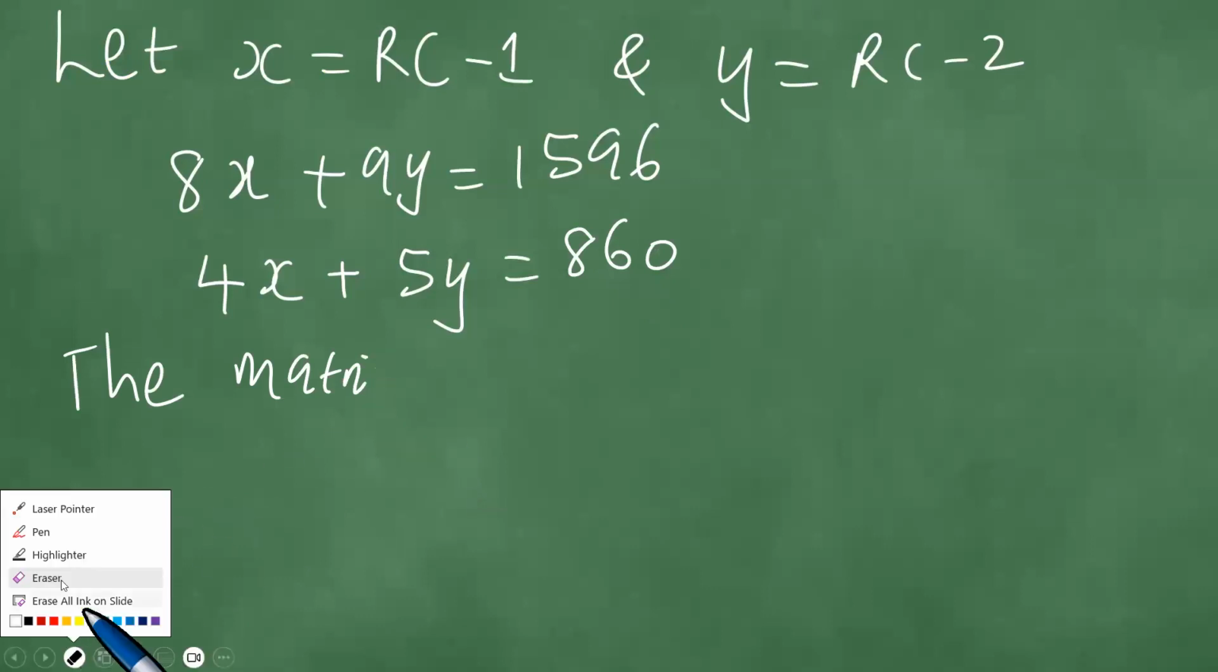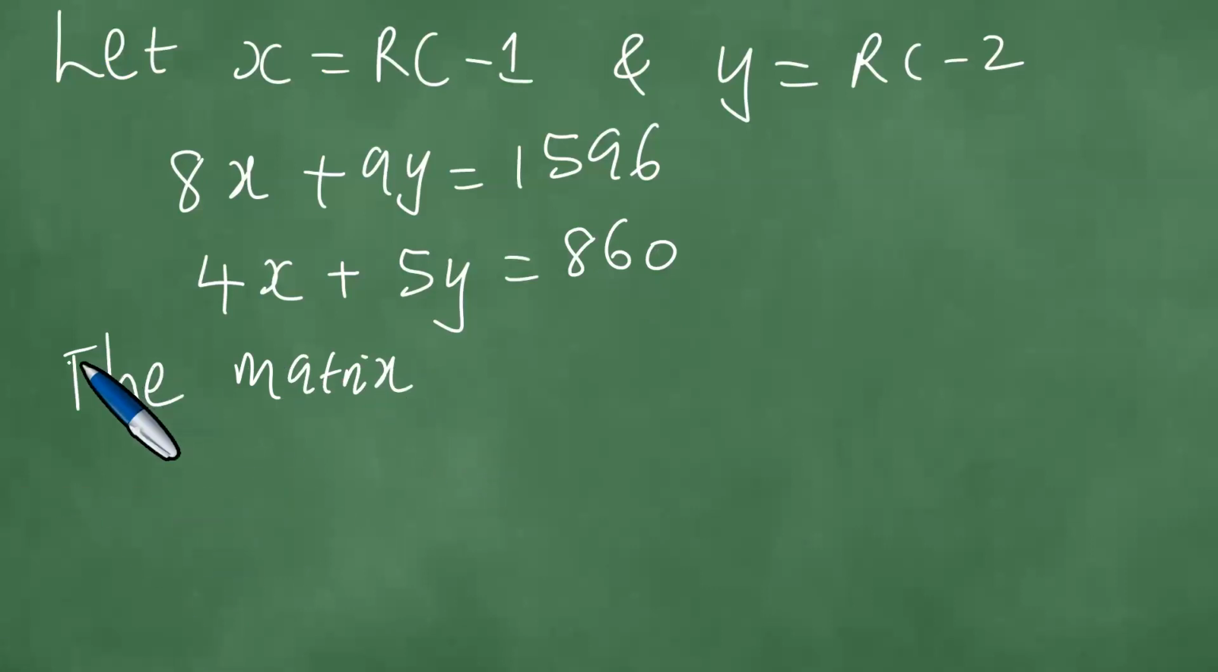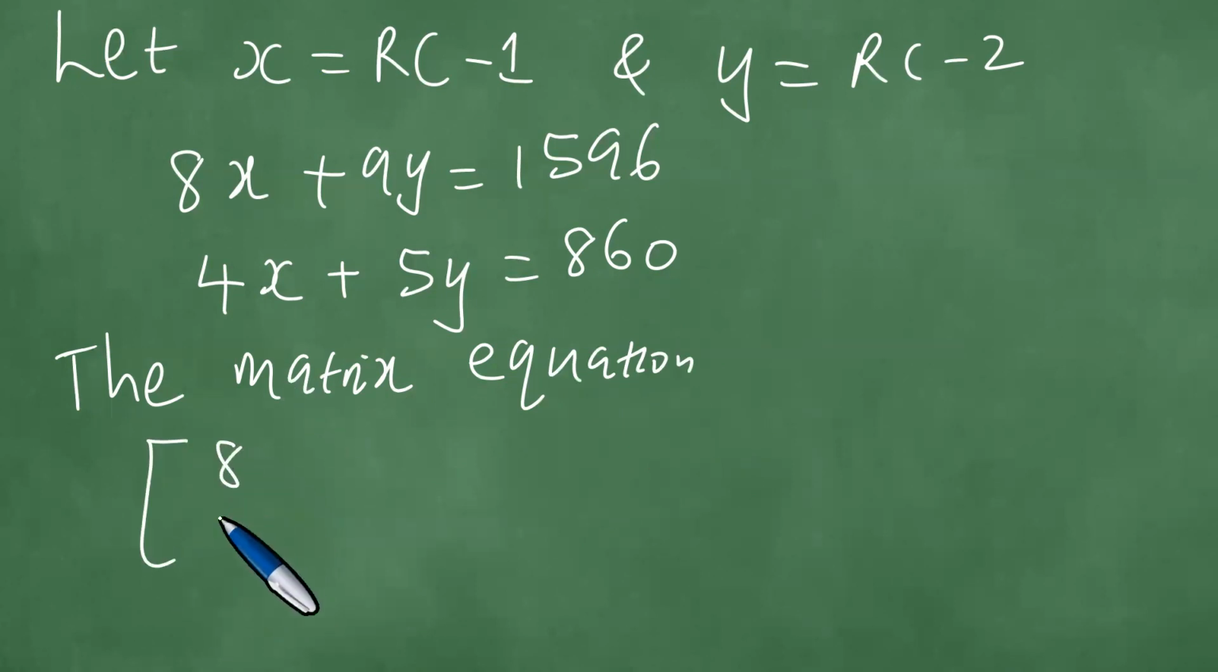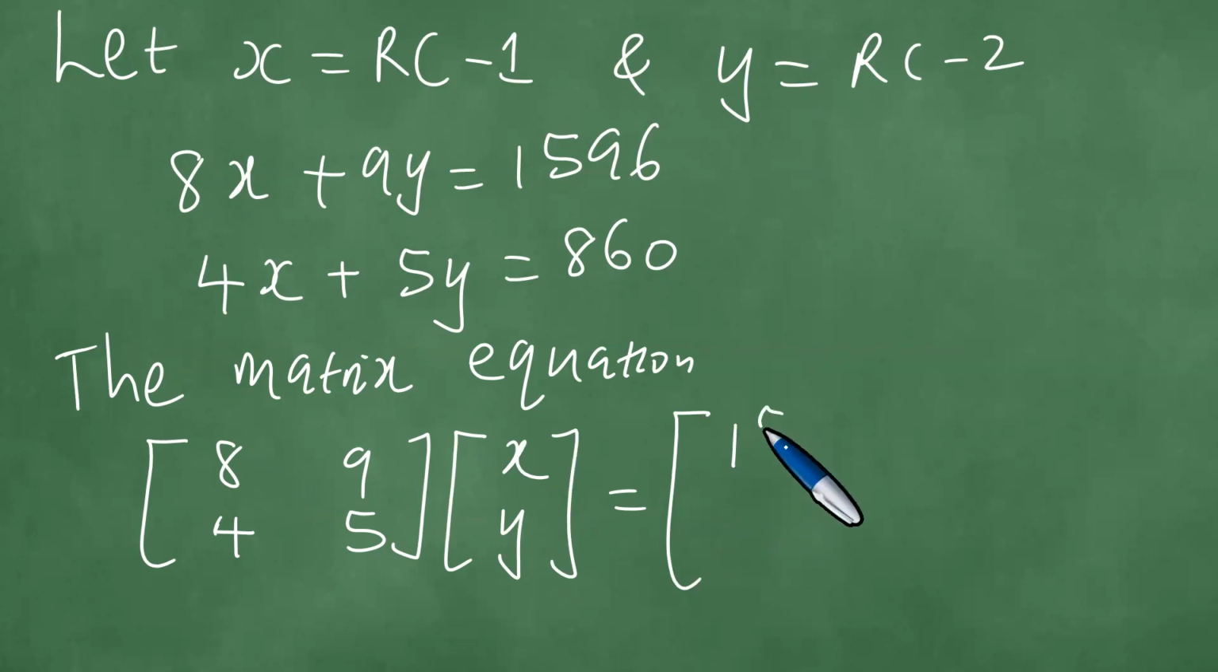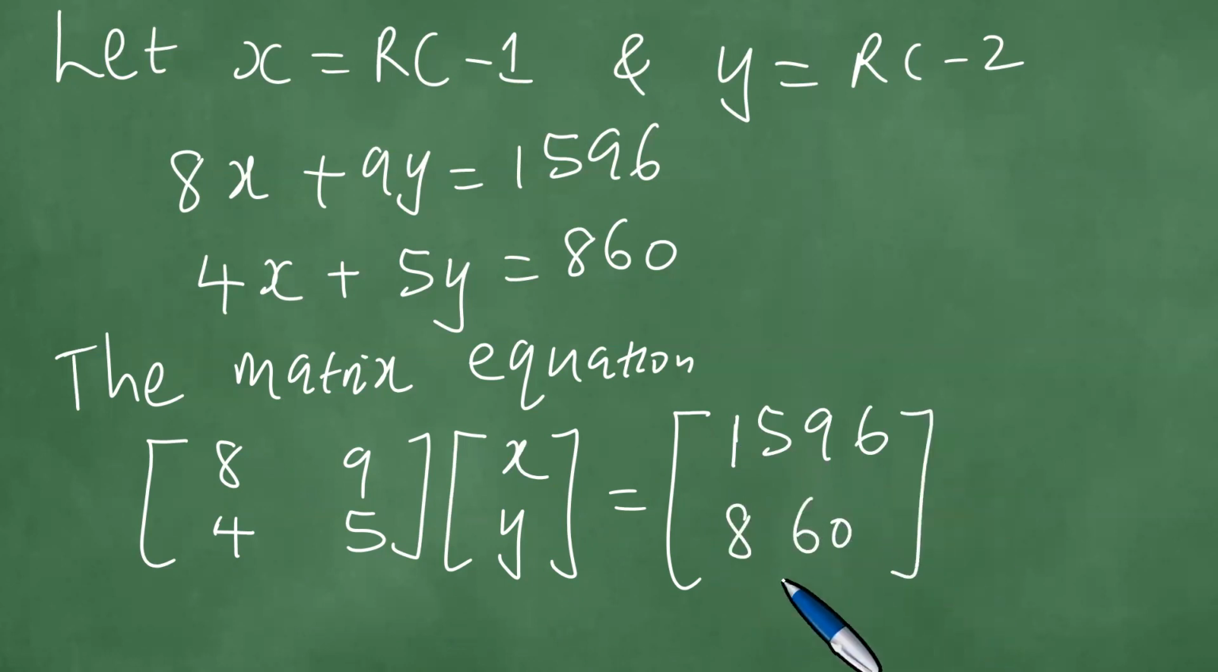Right, so the matrix equation is of the form, for example, 8, 4, 9, 5, and you have x, y is equal to 1596, 860. That is called a matrix equation.